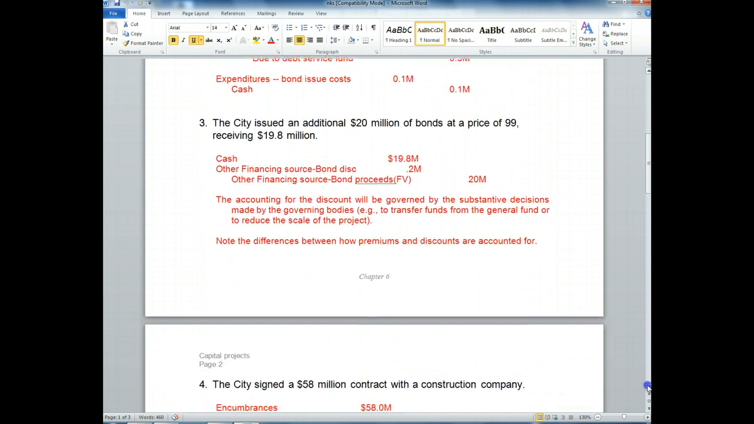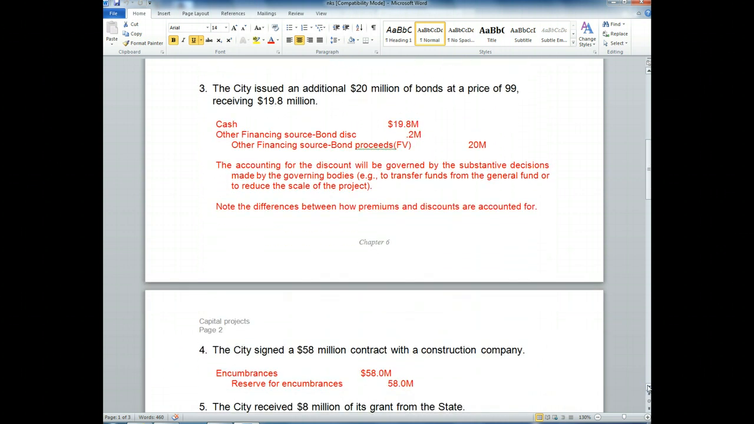Next, the city issued an additional $20 million of bonds at a price of $99, receiving $19.8 million. What does that let us know right now? Is this issued at a premium or a discount? A discount. So we are going to show cash of $19.8 million. We are going to show other financing sources, bond proceeds of $20 million. But guys, guess what? We got to balance it out with our discount, right? Other financing source, bond discount.